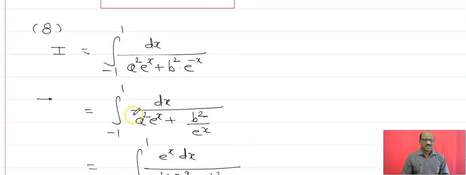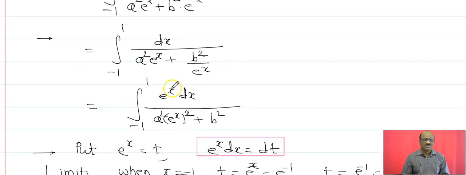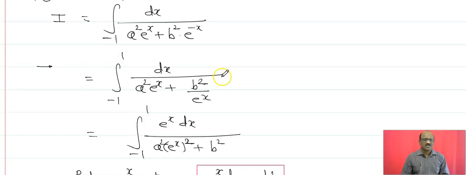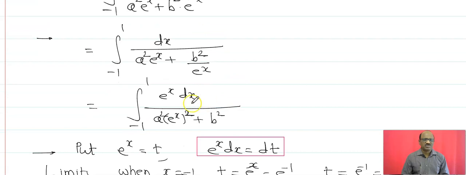Now, problem number 8. I is equal to the integral from minus 1 to plus 1 of dx upon (a square into e raised to x plus b square into e raised to minus x). Now again, this can be simplified in this manner. The integral from minus 1 to plus 1 of dx upon (a square e raised to x plus b square upon e raised to x), since the power of e is minus, therefore b square upon e raised to x. It is simplified like this: (a square into e raised to 2x plus b square) upon e raised to x. Multiplied by the reciprocal, it will become the integral from minus 1 to plus 1 of e raised to x dx upon (a square (e raised to x) square plus b square).